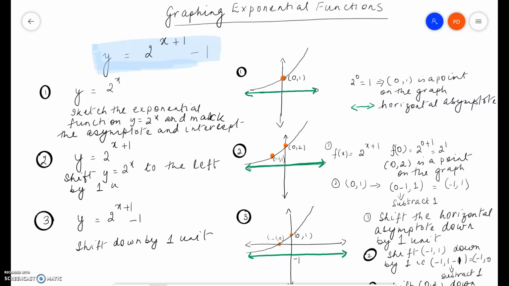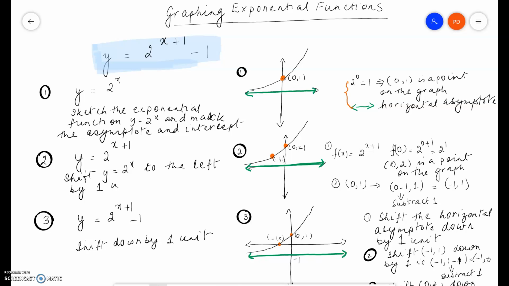Another important feature in this graph is the horizontal asymptote, which happens to be the x-axis. I marked that in green. So these are the two: one is a point and the other is a line that we can use as reference and sketch the graph. Remember that the graph does not intersect with the x-axis. It gets closer and closer because the x-axis is a horizontal asymptote. So that's our first step, sketching the graph of y equals 2 to the x.